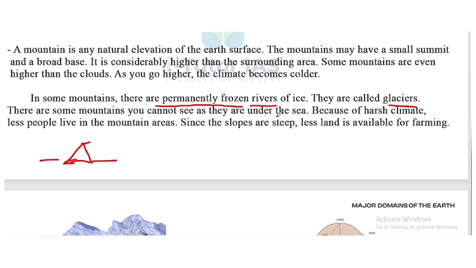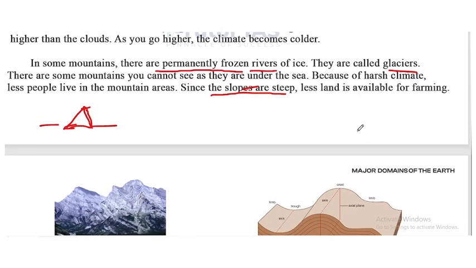Because of the harsh climate, fewer people live in mountain areas. The upper region is very cold and very sloped, and it is not fit for agriculture and constructions. Since the slopes are steep, less land is available for farming. So these are the causes for fewer people living in the mountain areas.